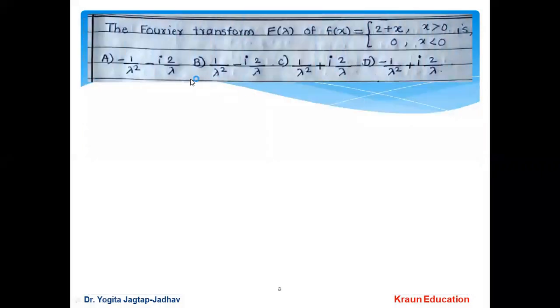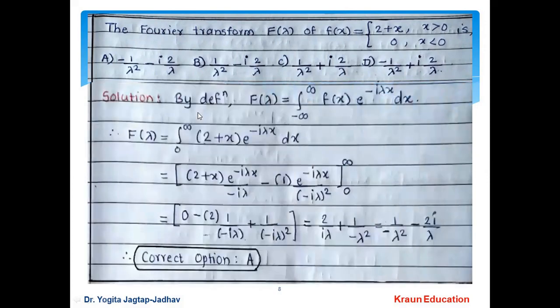Now look at the next example. Here again, we have to find the Fourier transform F of lambda of f of x, which is equal to 2 plus x for x positive and 0 for x negative, and these options are provided. Again, by using the definition of the Fourier transform, we have F of lambda equal to the integration from 0 to infinity of 2 plus x times e raised to minus i lambda x dx.